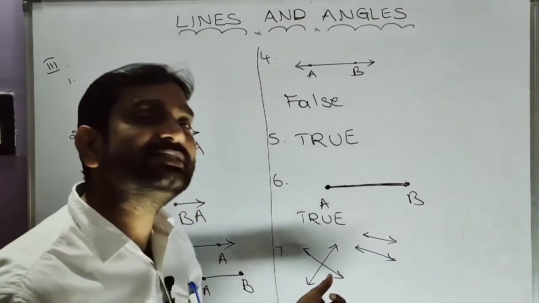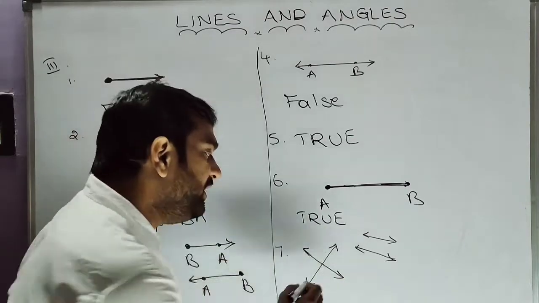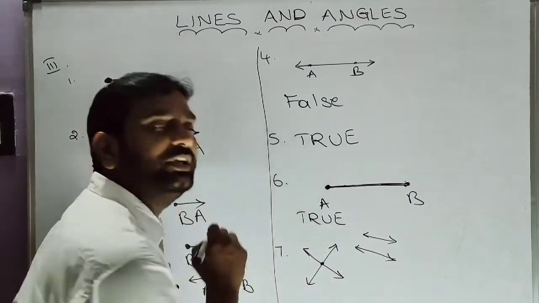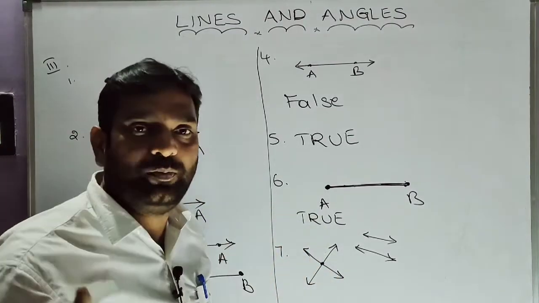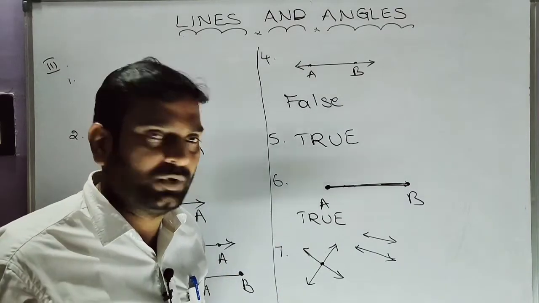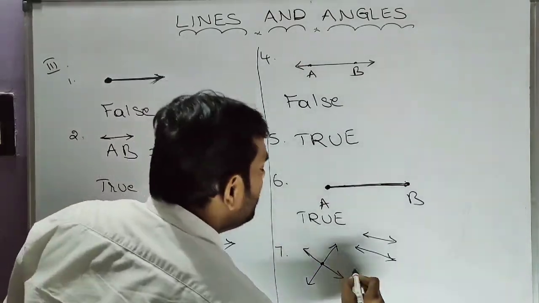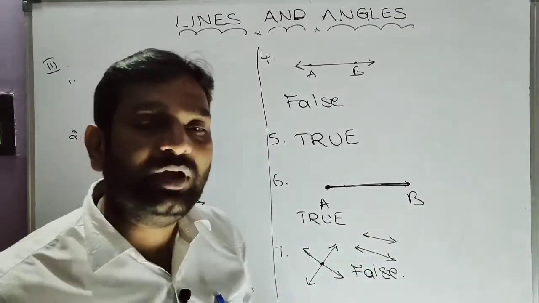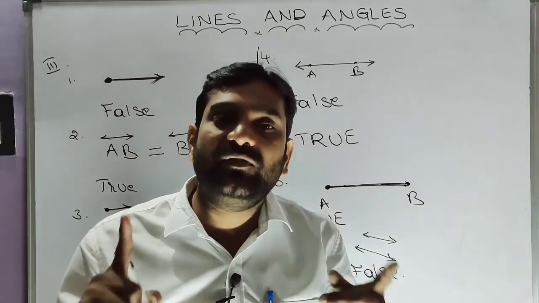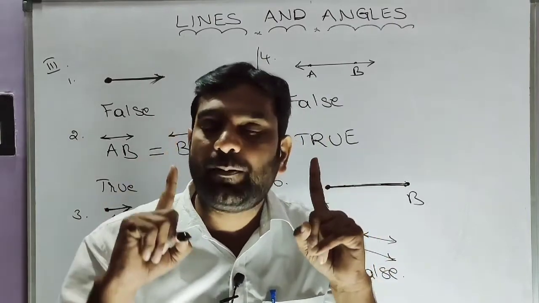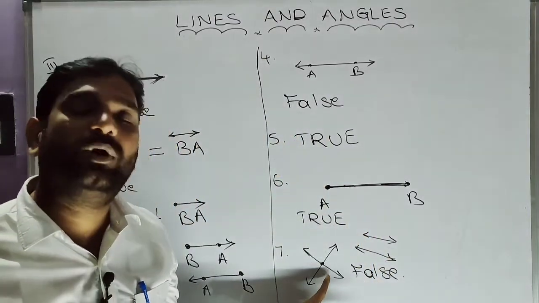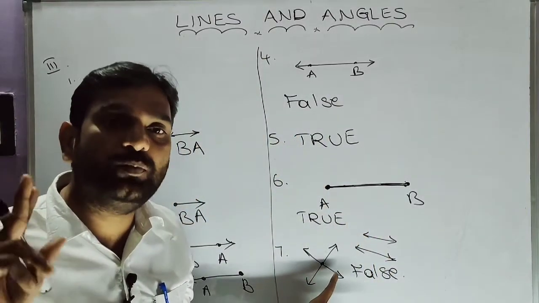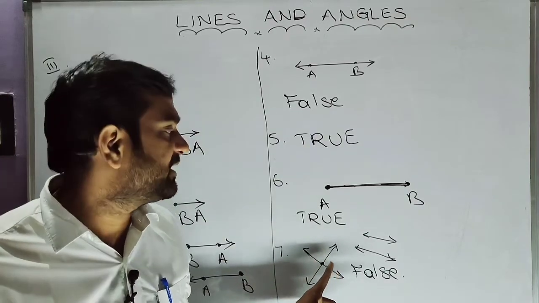At how many points can they intersect? At only one point. But given two points. So is that statement true? No. So the given statement is false. Why? Because two lines always intersect at one point only. But given two points, so the given statement is wrong.